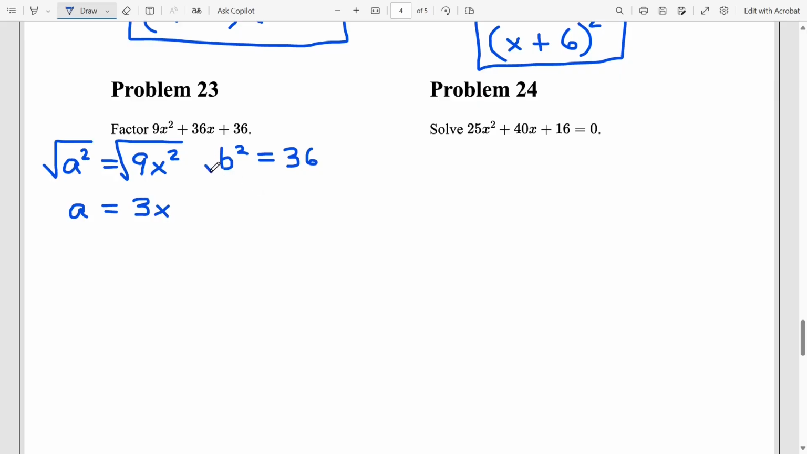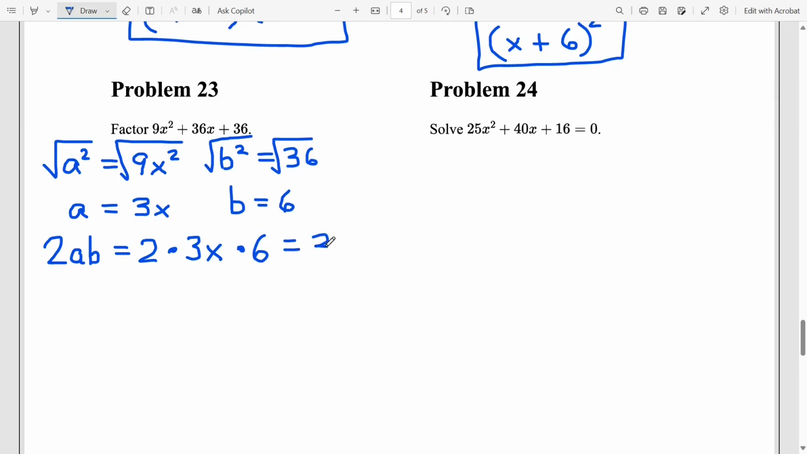To find b, we have to take the square root of b squared, so we'd have to take the square root of 36. So b is going to equal the square root of 36, which is 6. Let's check to make sure this is a perfect square trinomial. So we do 2 times a times b, and that should be 36x. So we do 2 times 3x times 6. So 2 times 3x is 6x. 6x times 6 is 36x.